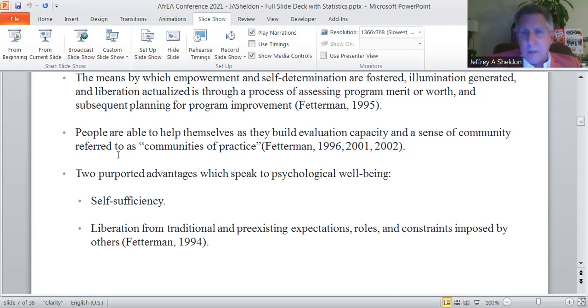So there are two purported advantages of empowerment evaluation that would speak to psychological well-being. One is self-sufficiency; think about empowerment, think about self-determination. And then it's this idea of liberation or freedom or emancipation from traditional and persisting expectations, roles, and constraints imposed by others. So the social structure, the society in which we live, which has oppressive and marginalizing social norms, we're able to use empowerment evaluation as a tool for liberation.